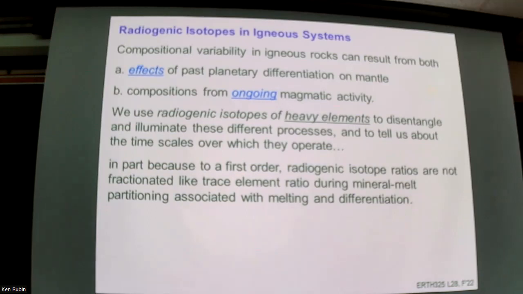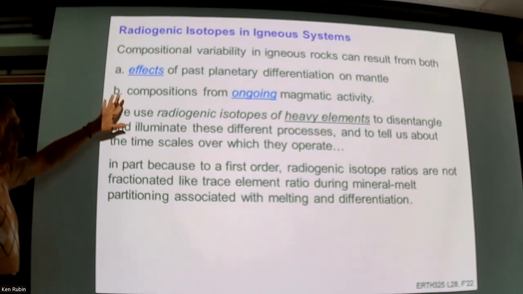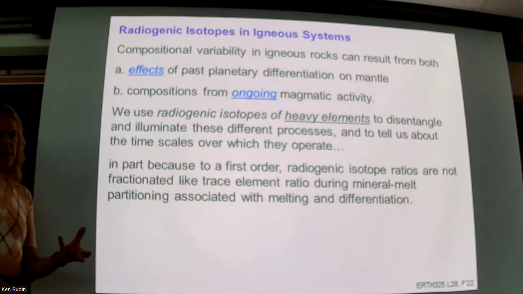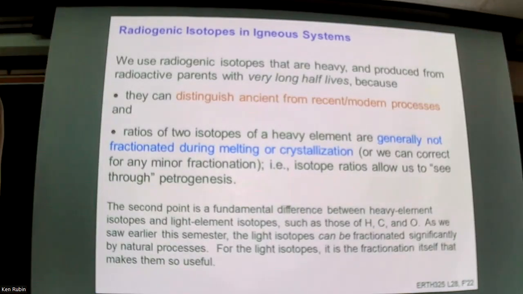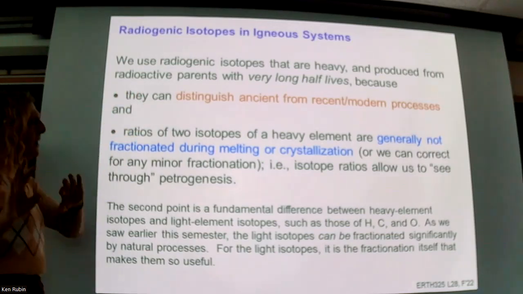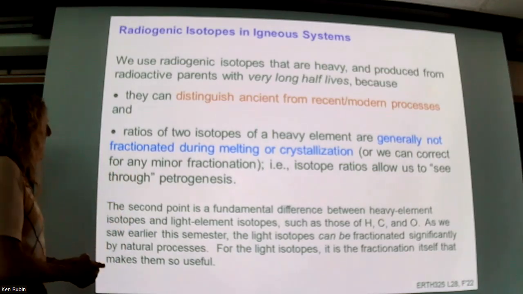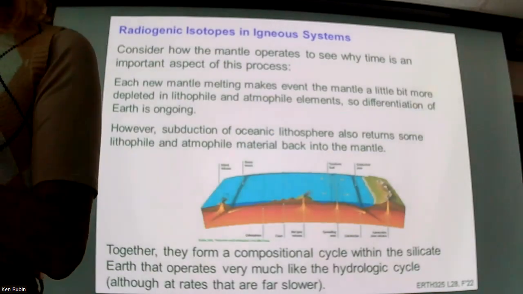Okay, so the two main things that can affect isotopic heterogeneity in igneous rocks are planetary differentiation and ongoing magmatic activity. Some of the other things that it's not sensitive to are the effects of crystallization, the percent of melting, all that kind of stuff, which can affect the trace elements. So that's kind of why we use them. We use isotopes to distinguish between ancient and recent processes that are both overprinting in the trace elements, and they see through this process of crystallization. Not 100%, but kind of close.